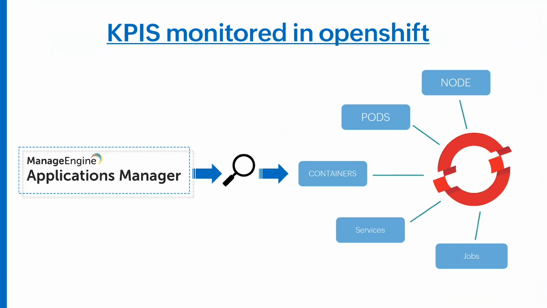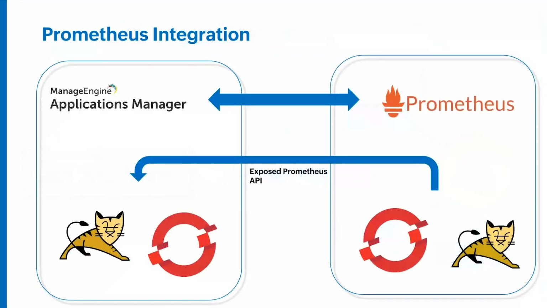Why are we using the REST API mode here? Since these container-based platforms have huge amounts of information, if we use only the SSH mode of monitoring, it may time out. So to fetch all the information, we use REST API along with SSH. This is the first mode in which we can discover OpenShift. Also, in recent versions we are supporting Prometheus integration in Applications Manager.